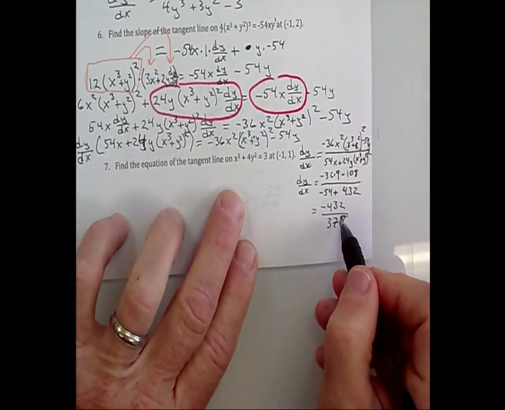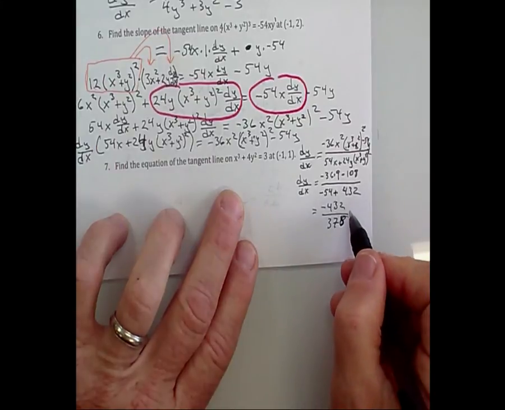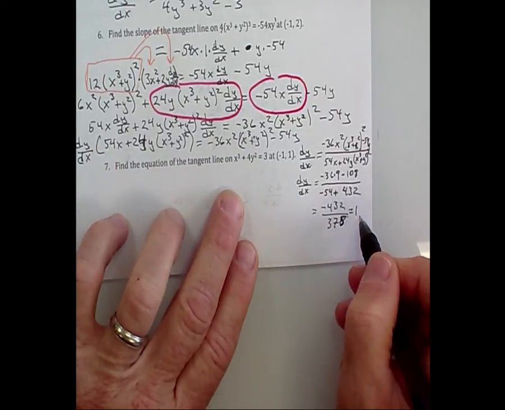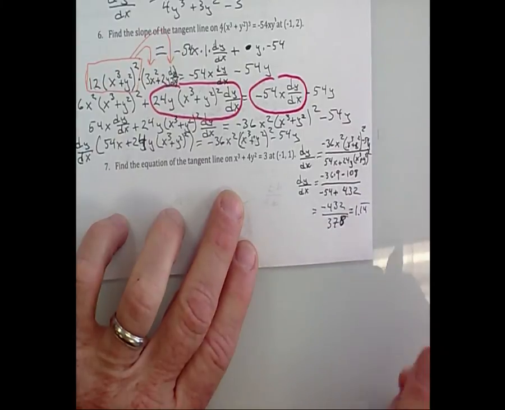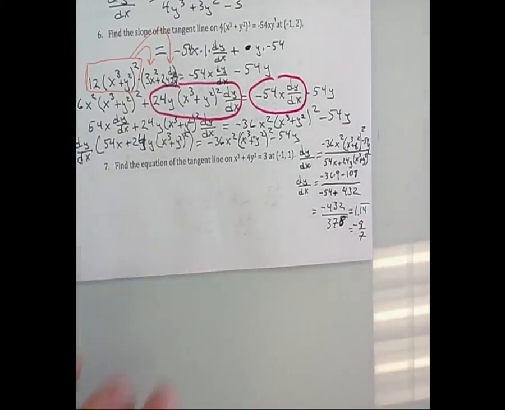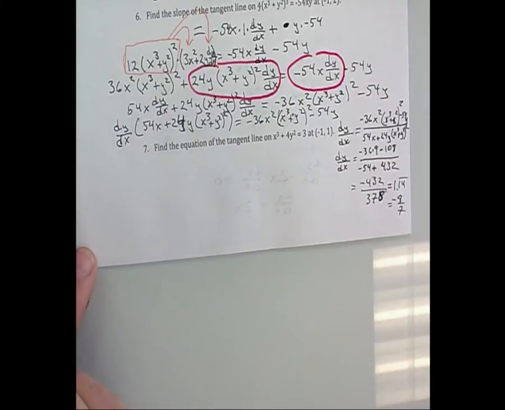I don't know what that simplifies to. Must be something over 7, correct? What is it over 7? Negative 8 sevenths. I like a negative 8 sevenths. Whew, that was terrible. Okay, that'll never be on a quiz.